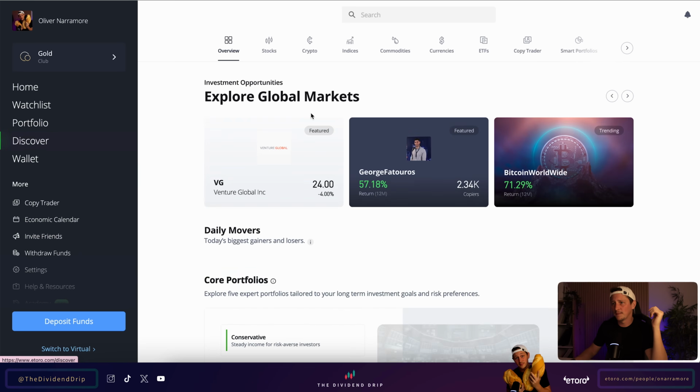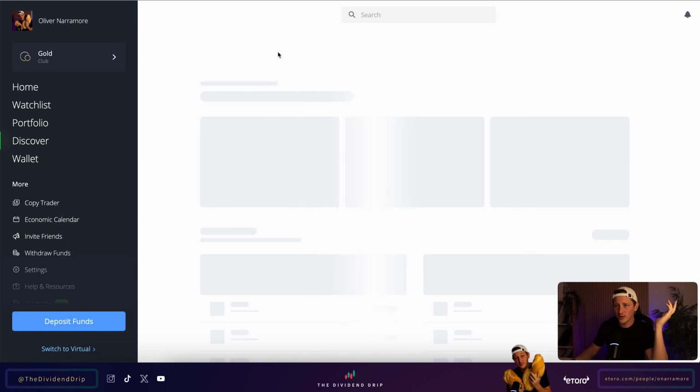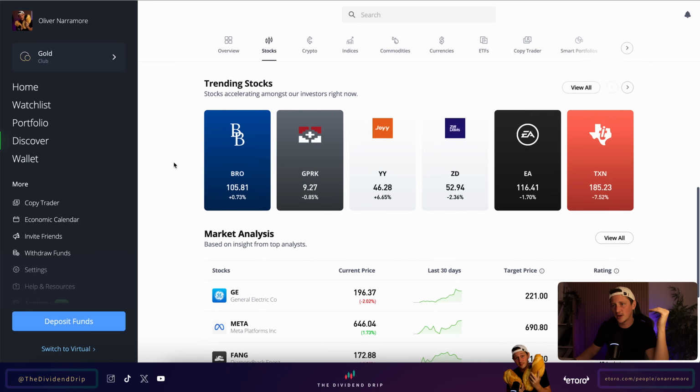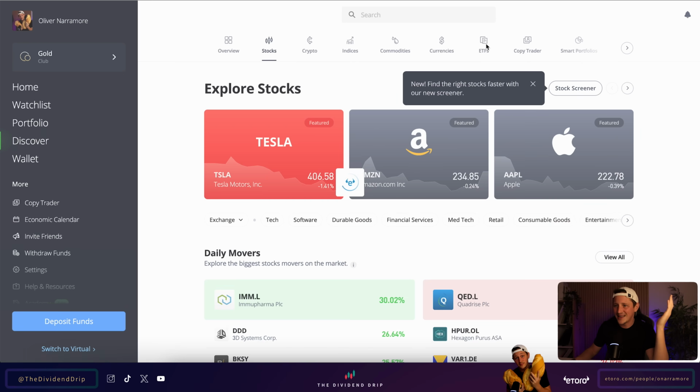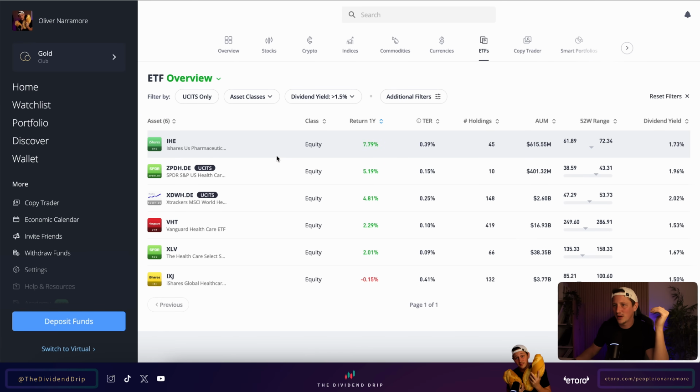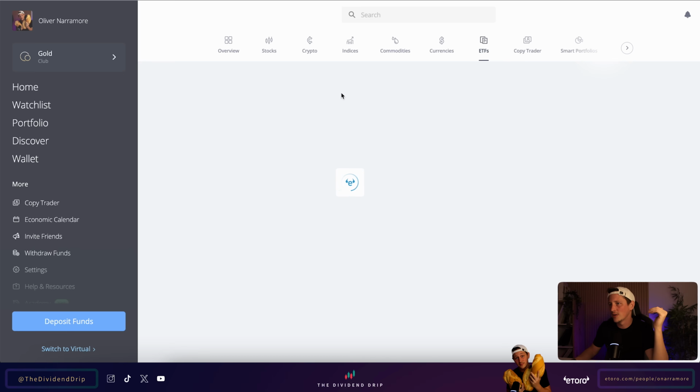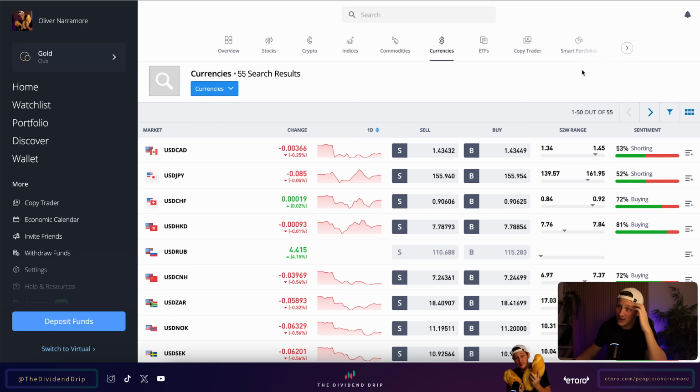So really interesting. You've also got your stocks, so you can do a full stock search in here if you really want to. Amazing as well. You can look at your ETFs, you can look at your crypto. It's such an amazing bit of kit. I really, really like this. It makes it so easy to look for things.